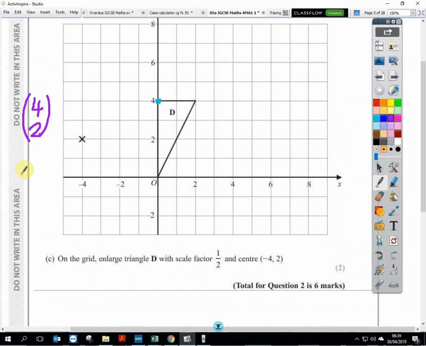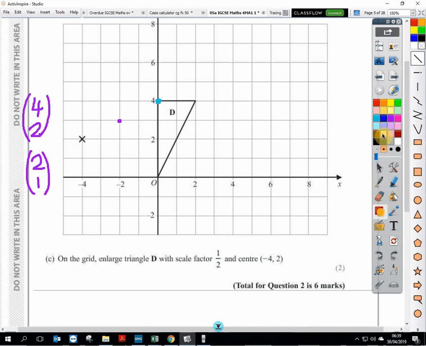But because we're enlarging it with scale factor of half, we're going to half this, and instead of going 4 right and 2 up, we will go 2 right and 1 up. So I'll do that from the cross, 2 right and 1 up. Now I'm going to draw the triangle, but remember to draw it half the size. So instead of 4 down, it goes 2 down. Instead of 2 across, it goes 1 across, and then so on. Next question.